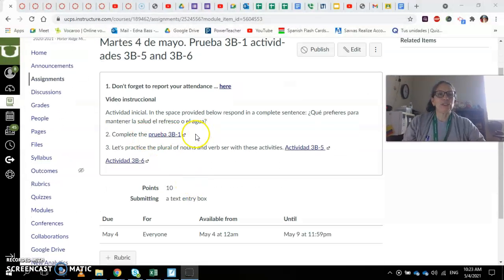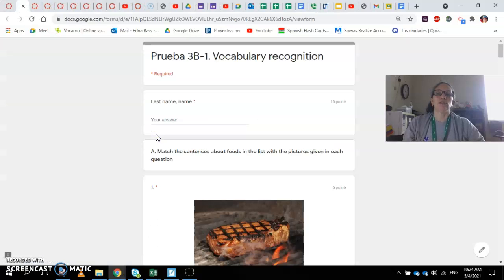Today you are going to take a quiz. So for your quiz, first of all, you're going to complete your actividad inicial. It says in the space provided below. That means here in this text entry box. You're going to respond to this question in a complete sentence. So you just put it right there, and then you proceed to complete the quiz. So we have quiz 3B-1 today.